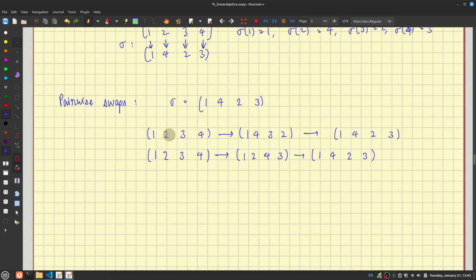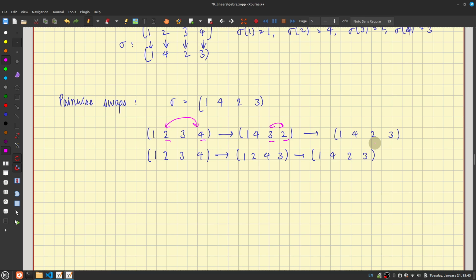So I can start with 1, 2, 3, 4 and try to perform a sequence of pairwise swaps. What is a pairwise swap? I take two elements and I just interchange those two. For example, I take 1, 2, 3, 4. I exchange 2 and 4. I'll get 1, 4, 3, 2. Let me perform another pairwise swap. Let me exchange 3 and 2, and I get 1, 4, 2, 3.